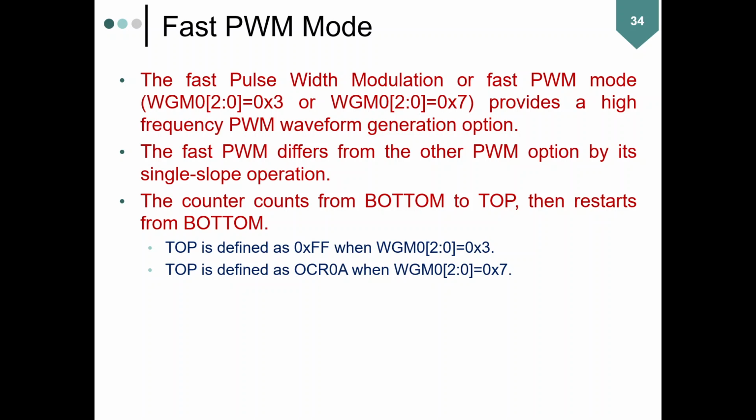Then you have the fast PWM mode. The fast pulse width modulator, or the PWM mode, is set whenever you have the waveform generation mode bits set to 0x3 or 0x7. It provides a high frequency, that is why it is called fast, high frequency PWM waveform generation option. The fast PWM differs from other PWM options by its single slope operation. This is something that we are going to see very shortly.